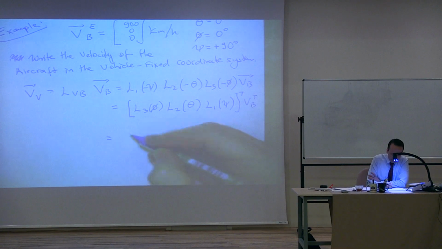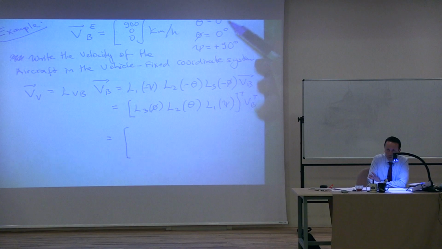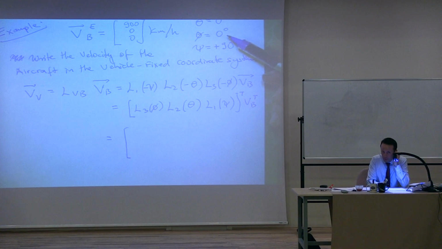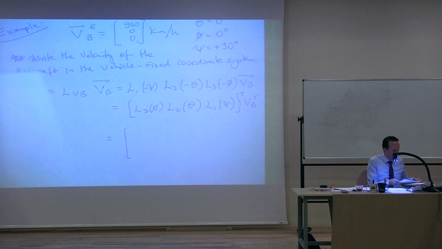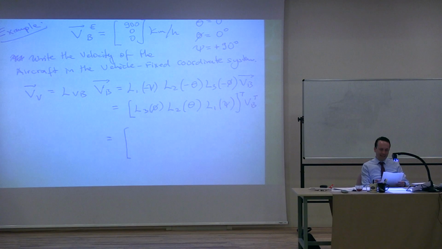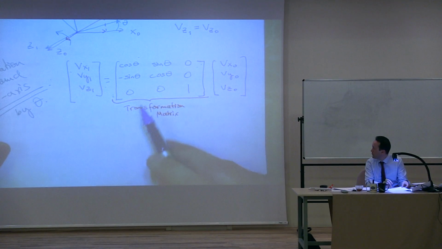Theta and phi rotations are 0, and therefore there's no rotation, so everything will be 1 here. There's only one rotation around psi, so it will be only this rotation. So we are looking at the inverse of L1 psi. Can you find L1? The rotation of L1, basically the rotation around what axis? Z-axis. This was the very first rotation we did in class.